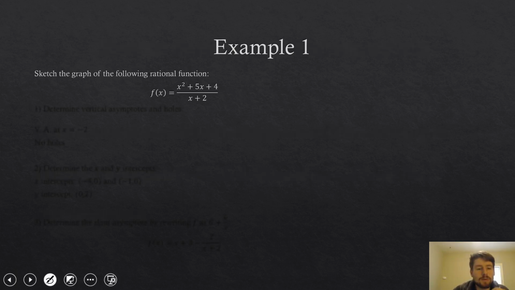Okay, so we're going to sketch the graph of this rational function, x squared plus 5x plus 4 divided by x plus 2. Now this is going to have a slant asymptote because we've got a degree 2 over a degree 1. And so since the numerator is 1 higher, we're going to end up with a slant asymptote.